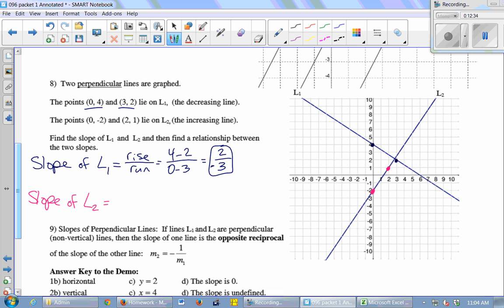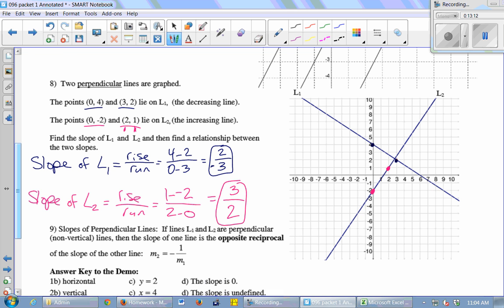Slope of line 2, rise over run. What do I put on top? 1 minus -2, right? So if I started with this y coordinate, the 1, when I subtract the x coordinates, which one do I have to start with? The 2, yeah, I have to go in the same direction. So this is going to be 2 minus 0. So 1 minus -2, that is 3. 2 minus 0 is 2.